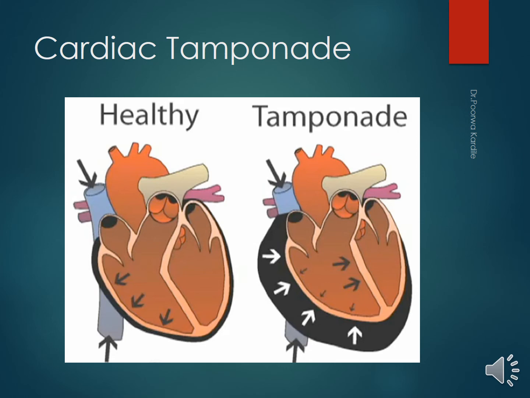So it is a medical emergency, and it is treated to relieve the pressure on the heart. So the doctor will drain the fluid from the pericardial sac by using a needle, and this procedure is known as pericardiocentesis, or a more invasive procedure known as thoracotomy is used in case of penetrating wounds. If there are blood clots, then the blood clots are removed.